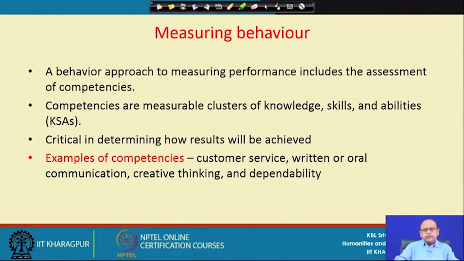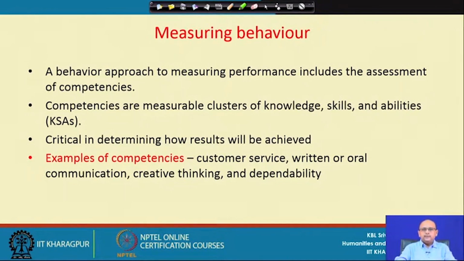Now, we are going to talk about the next part, which is related to behavior. When it comes to behavior, basically you are talking about the competencies, that is the knowledge and skill base, which is related to knowledge, skills and abilities. It also contributes to performance. So, behaviors are nothing else but competencies.